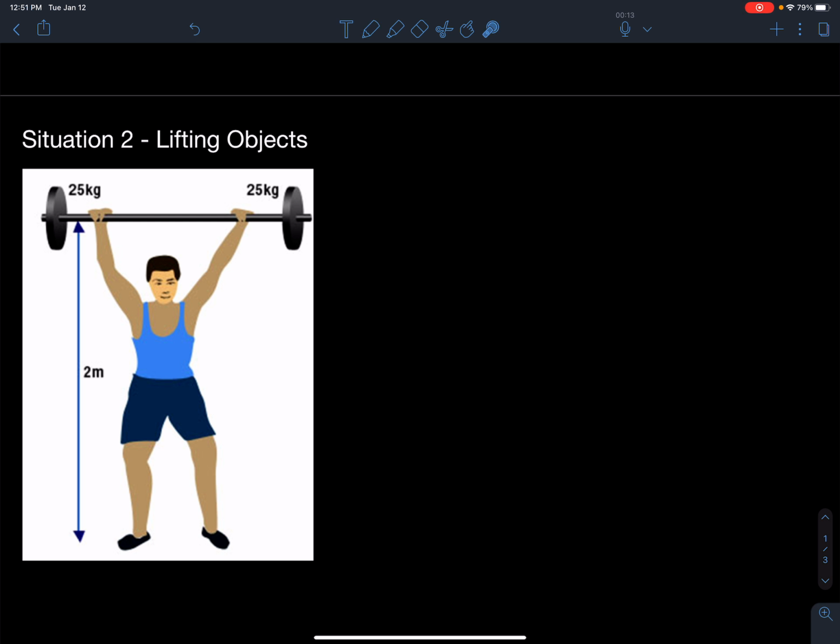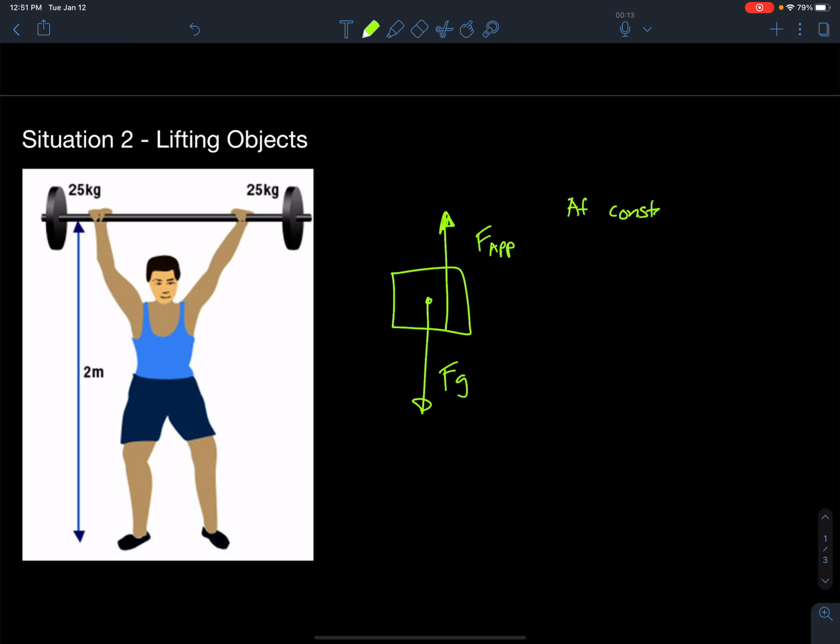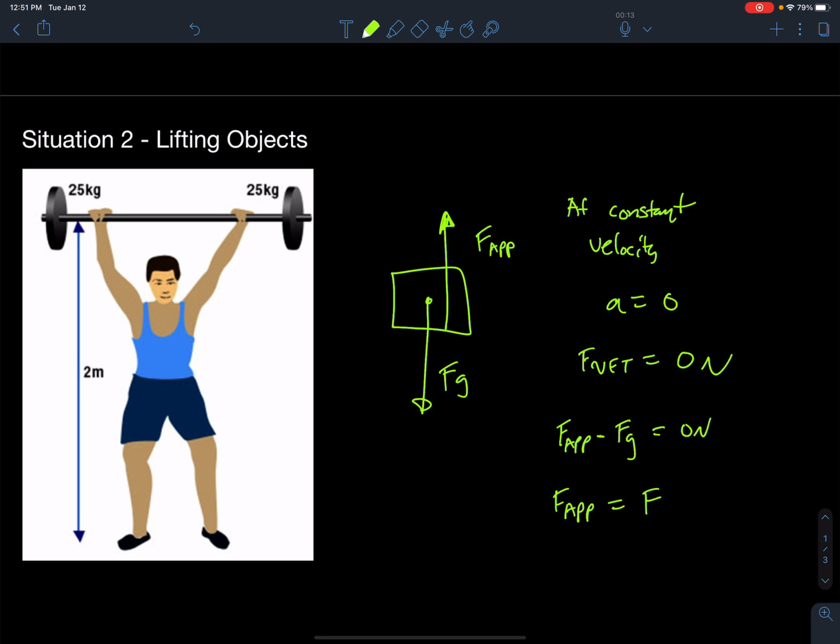Well, assuming that he is lifting at a constant velocity, that's important, because if he's lifting at a constant velocity, the force that he is applying is going to be equal to the force of gravity. Okay, so at constant velocity, my acceleration is equal to 0. That means that my net force is equal to 0 newtons. So that means that the applied force minus the force of gravity is equal to 0 newtons. That means my applied force is equal to the force of gravity.